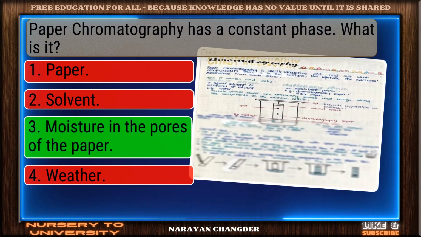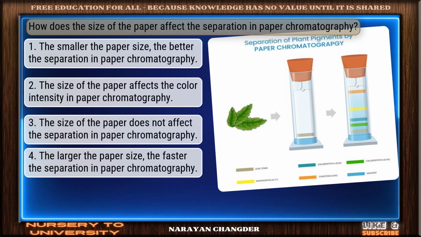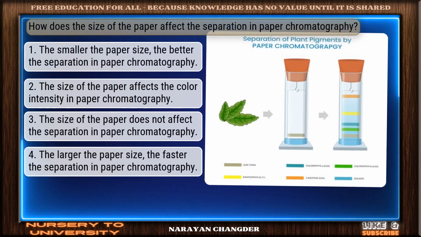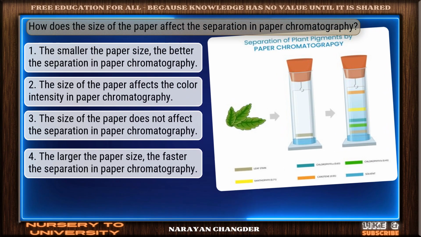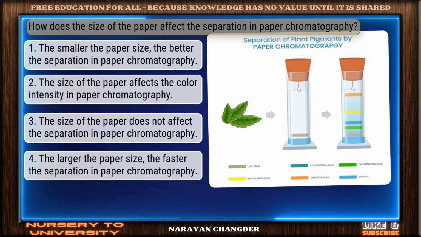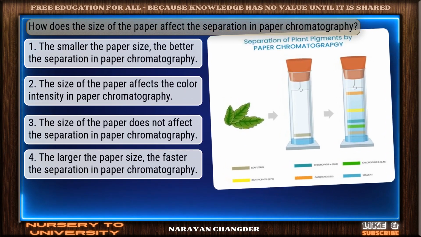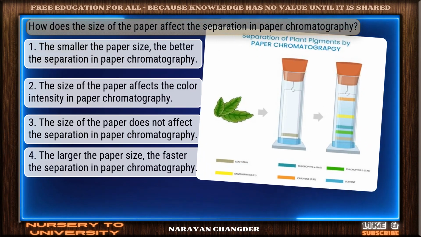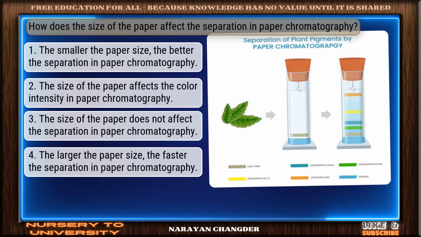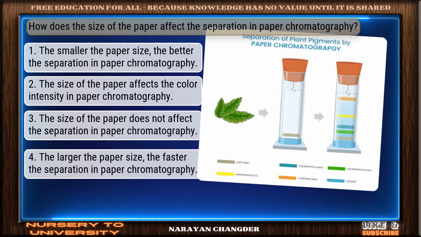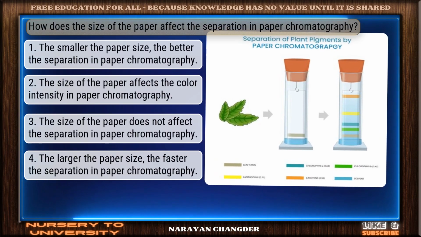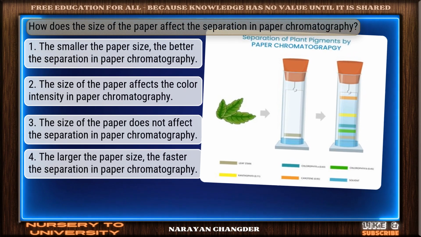Yep, moisture in the pores of the paper is correct. How does the size of the paper affect the separation in paper chromatography? Option 1, the smaller the paper size, the better the separation. Option 2, the size of the paper affects the color intensity. Option 3, the size of the paper does not affect the separation. Option 4, the larger the paper size, the faster the separation.